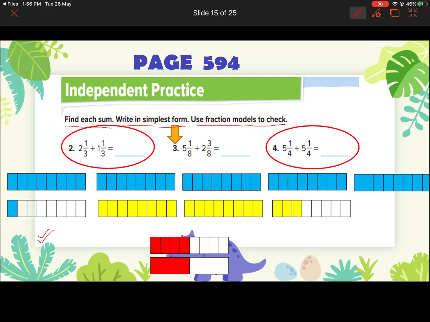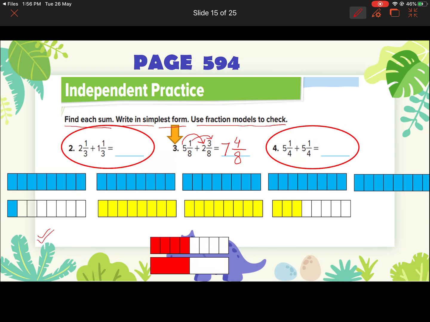Or you can do like this. 5 plus 2 gives you 7, and 1/8 and 3/8 gives you what? At the numerator first, 3 plus 1 gives you 4 over 8. We will not change the denominator, so 8 remains the same in the denominator. So this is our answer, but it is not in the simplest form.